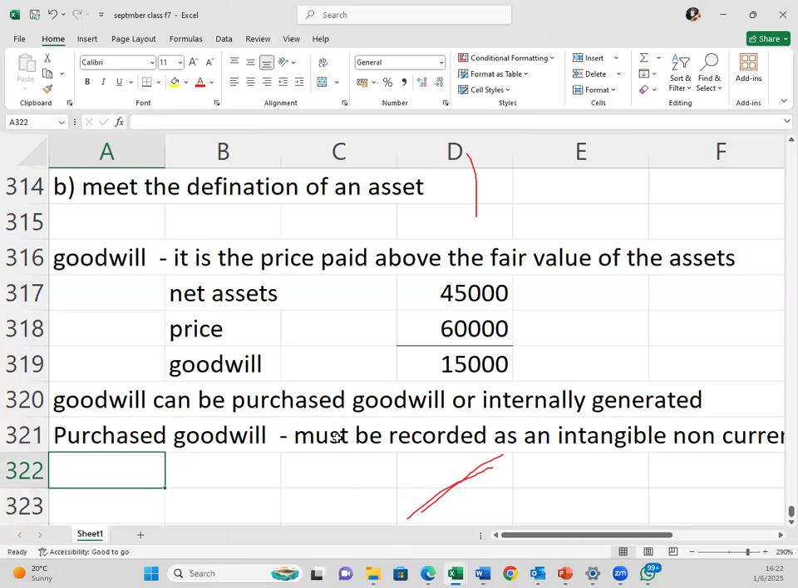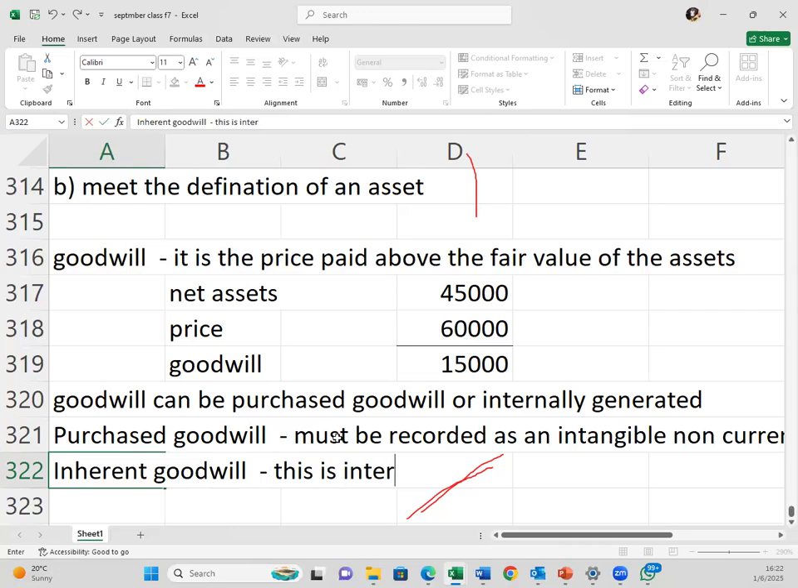Then besides the purchased goodwill, we have inherent goodwill. Which one is this one? This is internally generated goodwill.